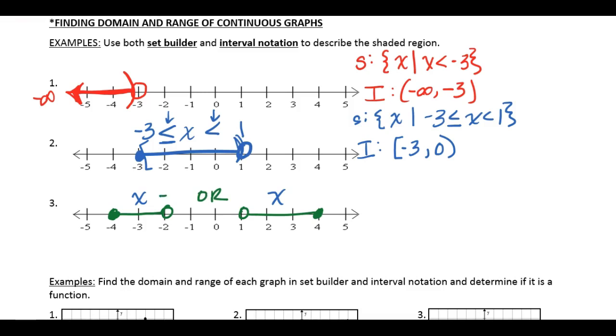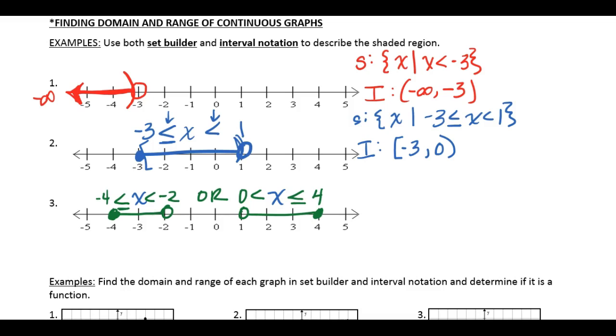So x has to deal with -2. It's less than -2, but not equal to it. But it's greater than -4. And it could be equal to it, so we do the or equal to. Over here on this part of it, the endpoint is 4 and the endpoint is 0 again. Now, x cannot equal 0, but it's greater than it. But it's less than 4. And it can equal 4 because it's a closed circle.